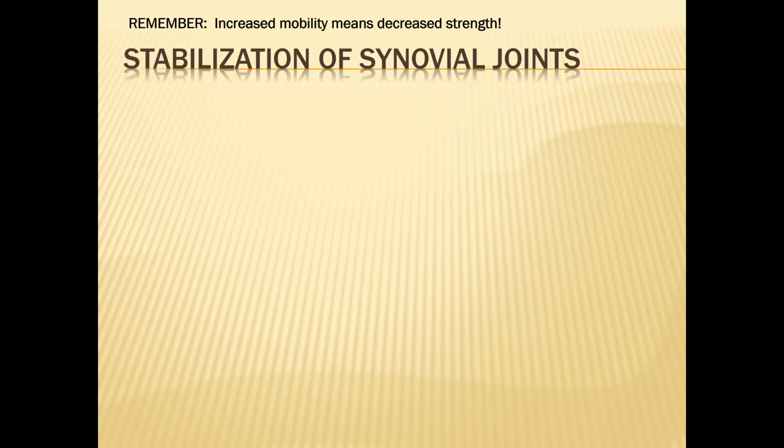And the last slide in this section, we'll talk about the stabilization of synovial joints. Remember, synovial joints are freely movable joints. And as we mentioned before, if you have increased mobility, that means you have decreased strength. So the synovial joints do have a lot of mobility, so they're not going to be as strong as a suture. They need a lot of help to stabilize their position and to keep that particular joint from moving outside of the normal range of movement that it should be limited to.